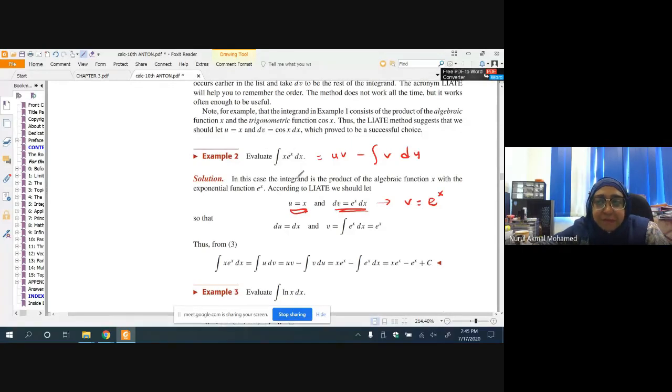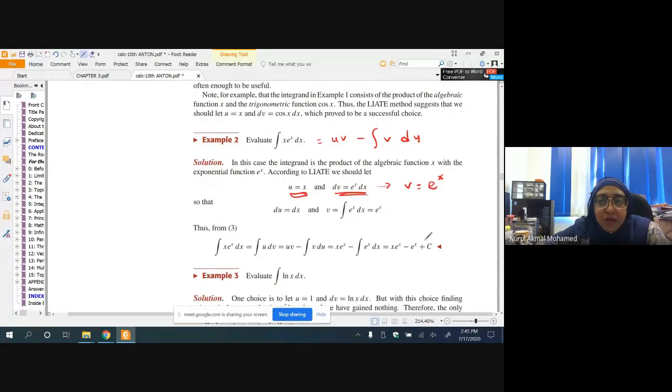So you can continue and get the answer. You compare this integral here and this integral. This is a much easier integral compared to this one.